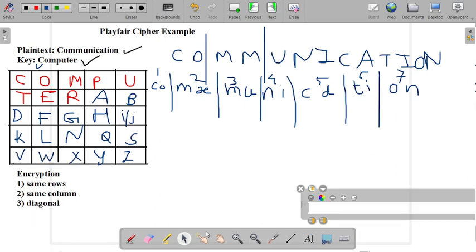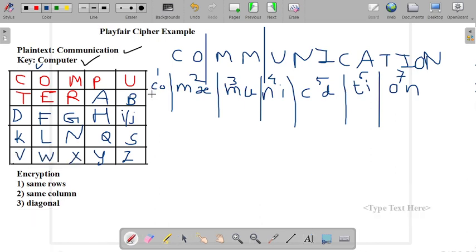In the first group, there are two characters, that is C and O. So we need to map this C and O in our 5 by 5 matrix. In the first row and the first column, there is the C alphabet, and in the first row and the second column, O is there. So for C and O, how will we find our ciphertext letters?